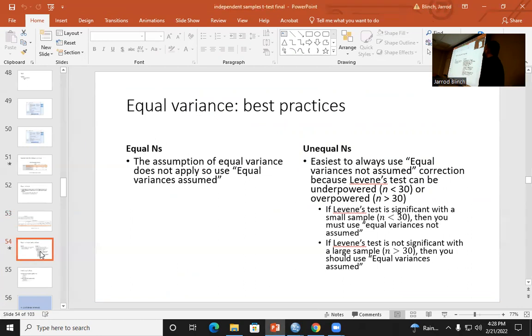So here's our summary slide of what to do with testing equal variance. This is kind of the best case. You have equal numbers of participants in your two groups. You don't even have to test it. We can just assume equal variance.